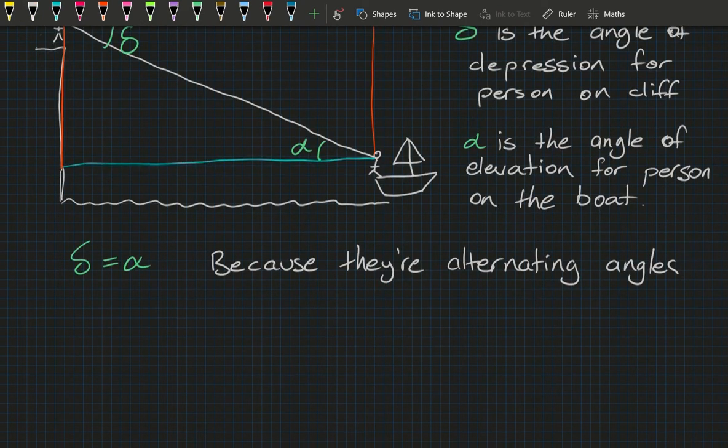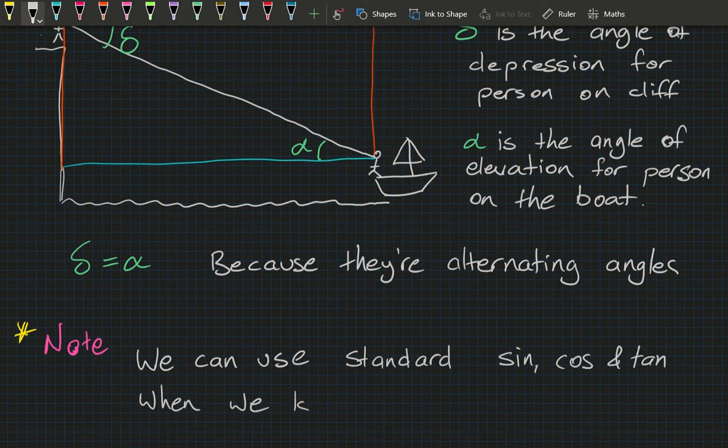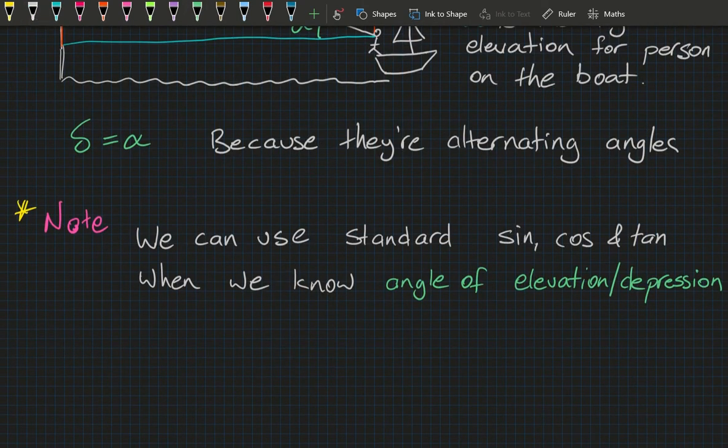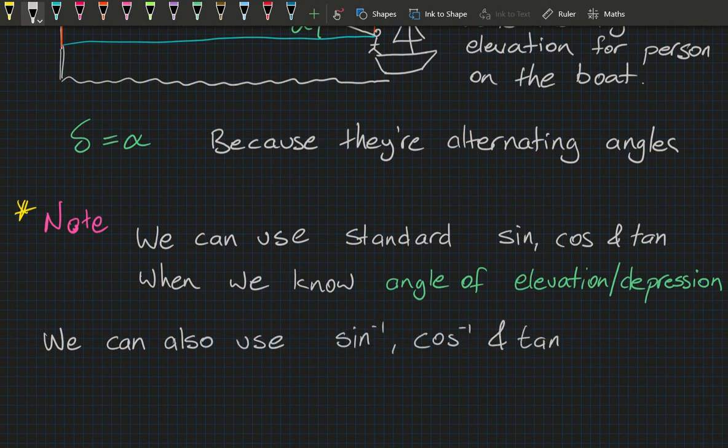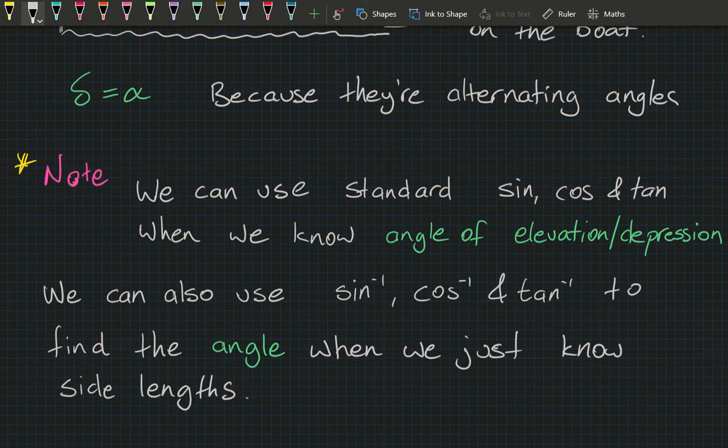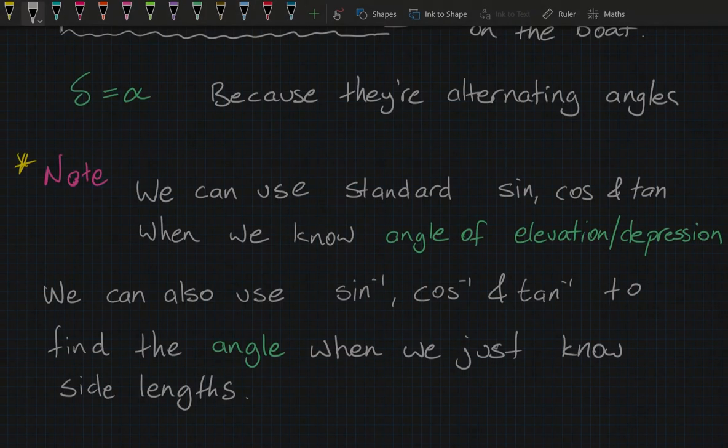But at this point we should note that we can use a standard sine, cos and tan when we know the angle of elevation and depression with another measurement. But we could also use the inverse sine, inverse cos and inverse tan to find the angle when we just know the side lengths. Anyhow, let's finish off the introduction and get on to some applications in the next section.